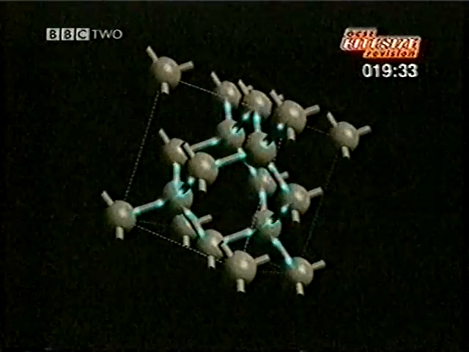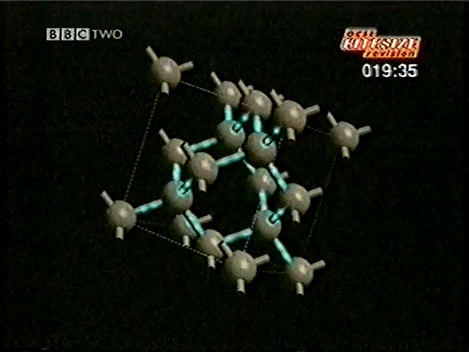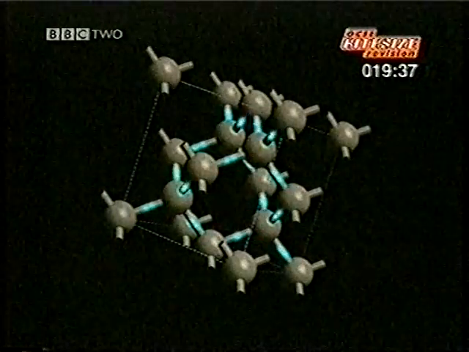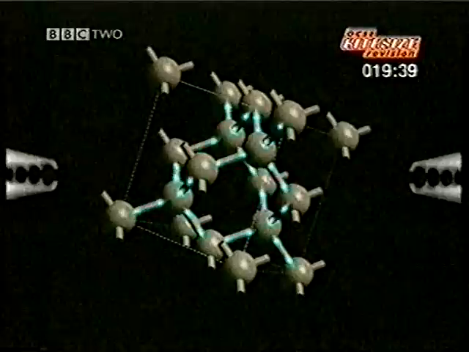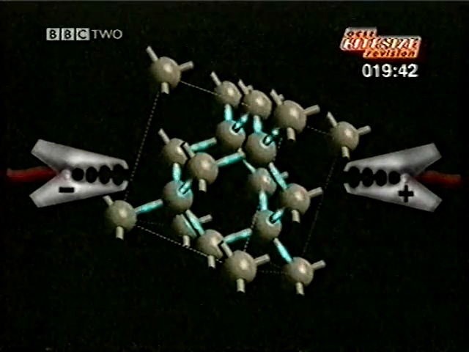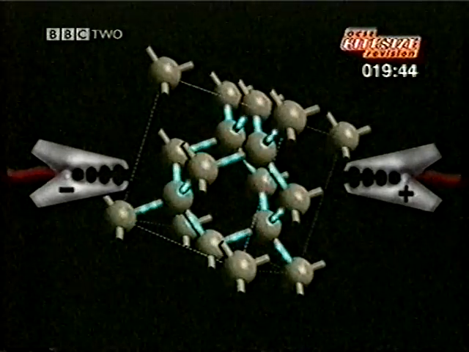Unlike gold and other metals, diamond doesn't have many freely roaming electrons to carry the current, so it doesn't allow electricity to flow. It's called an insulator.